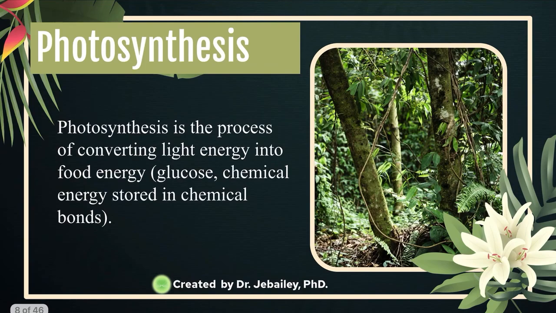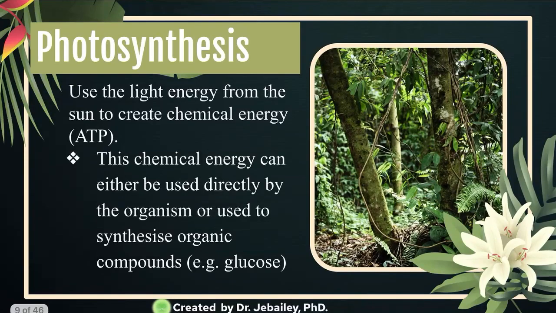Now, this is the definition as I was saying, but this is written, for those who are better at visually seeing the words. So photosynthesis is the process of converting light energy into food energy, which basically is a chemical energy. And where is that chemical energy found? In the bonds of the glucose. So that is a perfect definition for photosynthesis. Now, photosynthesis is using the light, right?